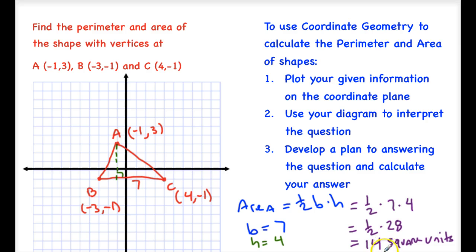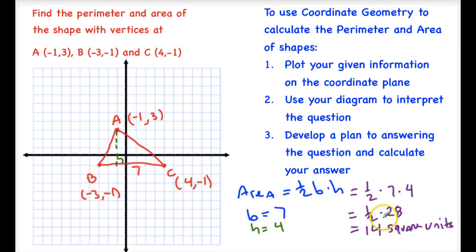So here we're making sure we interpret our answer into what we are being asked. So the perimeter, we already said, was 17.9 units. And here it's area, so area is always in units squared or square units. So here our answer is 14 square units.